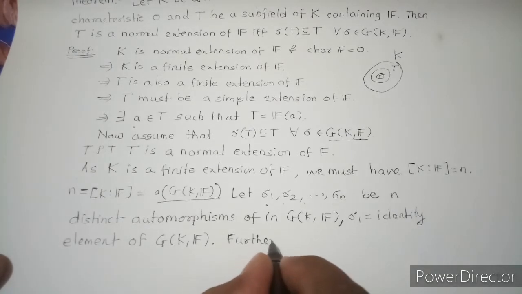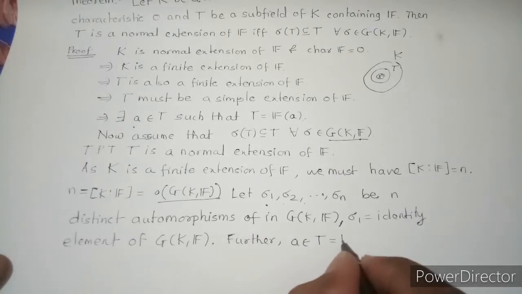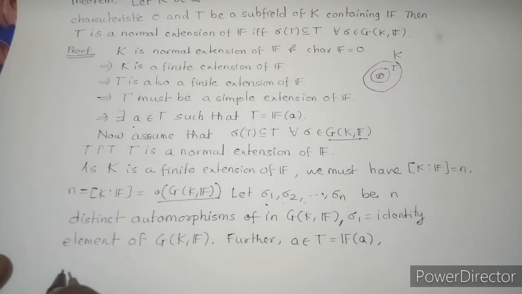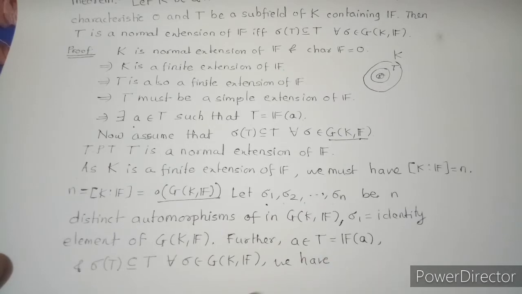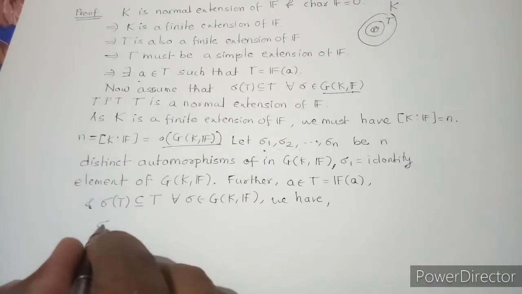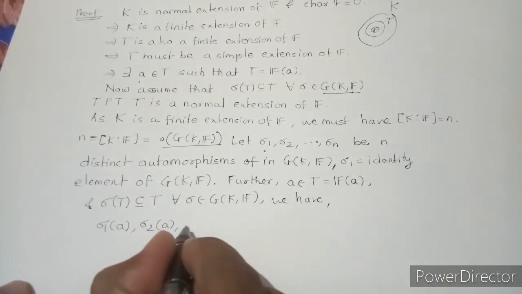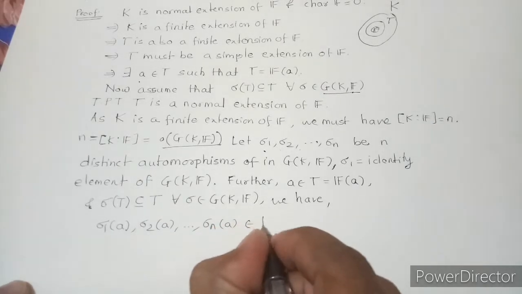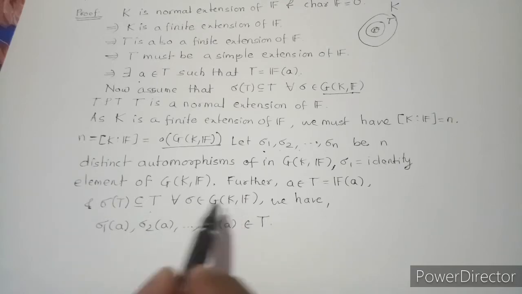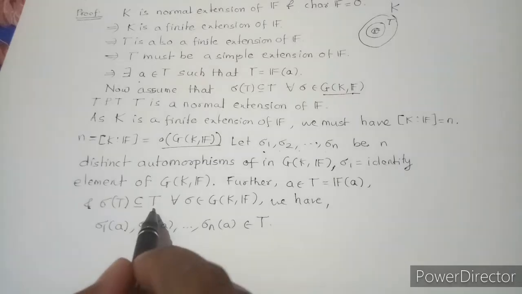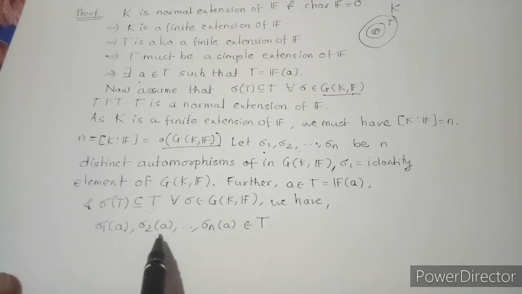Further, as A belongs to T, which is equal to F of A, and sigma of T is a subset of T for all sigma belonging to GKF, we have sigma 1 of A, sigma 2 of A, up to sigma n of A belonging to T. By the assumption sigma of T subset of T, it means that when we apply any sigma from GKF on any element of T, the resulting element should again be in T. So you can write sigma 1 of A, sigma 2 of A, and so on up to sigma n of A as members of T.